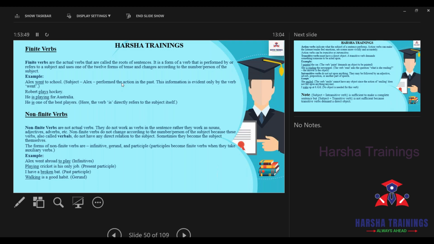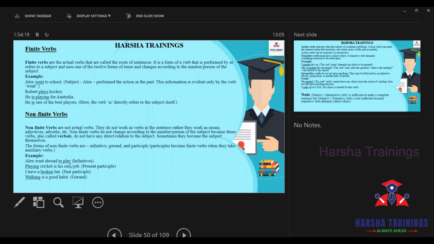Okay, coming to non-finite verbs, they are not actually verbs. They do not work as verbs in the sentence. Rather, they work as nouns. For example, Alex went abroad to play. To play is in which form? Infinitive form. I told you, right? To plus the verb is called an infinitive verb. So, Alex went abroad to play.